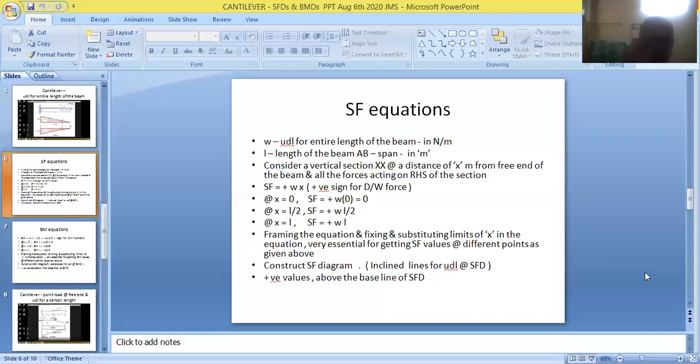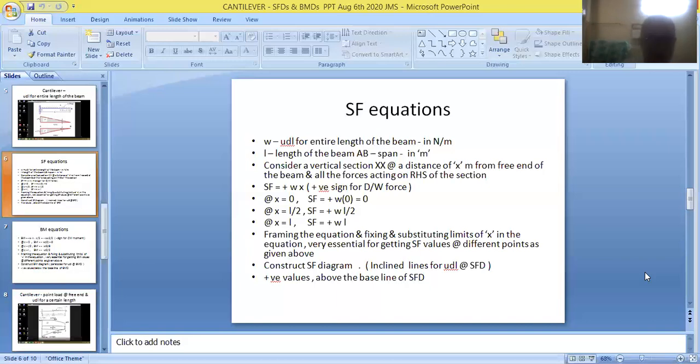present on the right hand side of the section. So here in our case, UDL is acting for a distance of x meter. So if it is acting for a distance of L meter, it will be WL, and we are considering this force only for a distance of small x meter. So therefore, it is written as Wx, and plus symbol is allotted because force is acting in downward direction. We are allocating plus symbol for this particular value. So friends, SF is written as plus Wx.